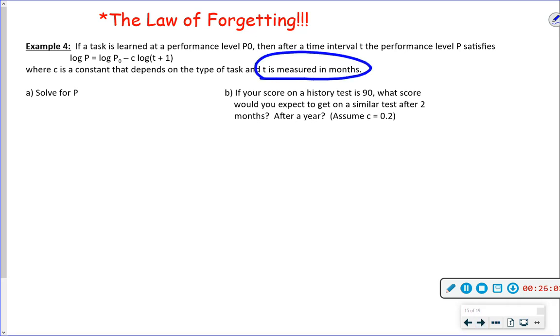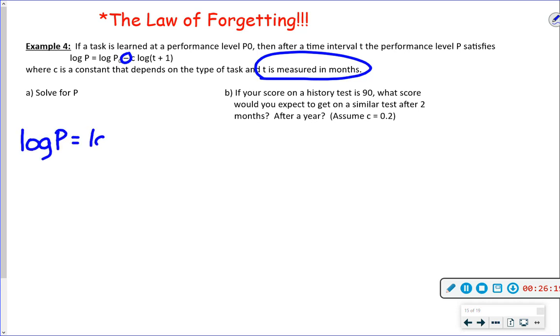Okay, solve for P. Okay, all right. So it wants me to get this P by itself. Interesting. So one thing, I'm like the right side looks a little messy to me. So I see subtraction there. I'm going to condense that down.